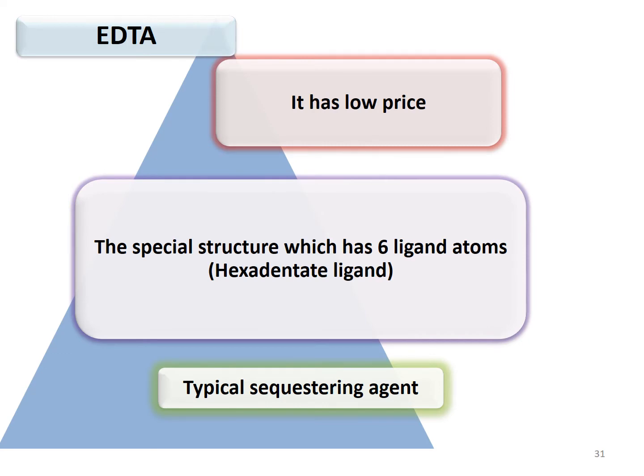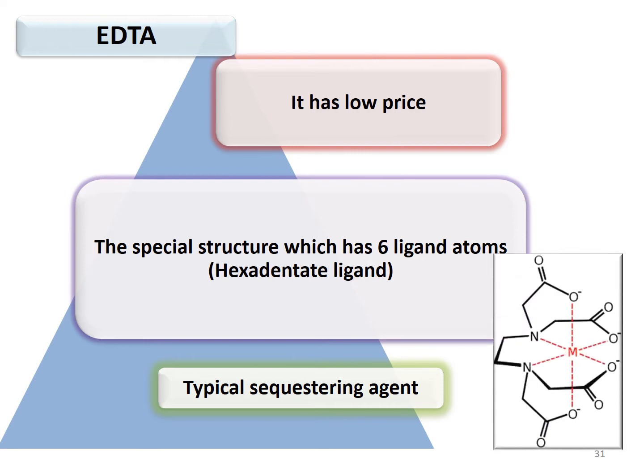Why use EDTA? It has a low price. It forms a special hexadentate structure with the central metal ion. It is bonded by 6 points of attachment, either horizontally or vertically, forming a spider web on the central metal ion. It is a typical sequestering agent.